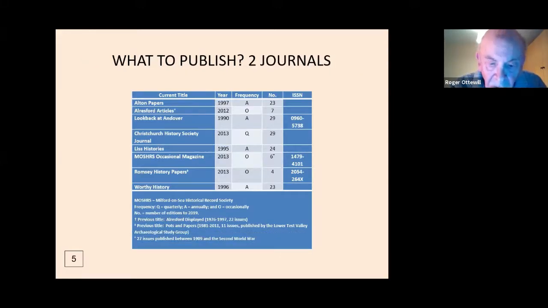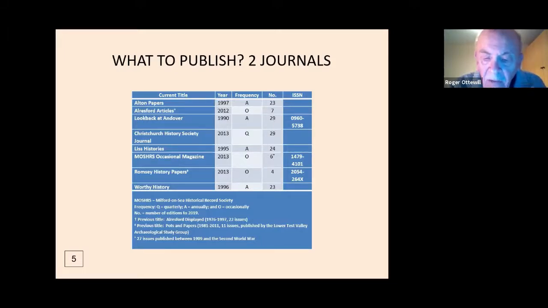As you can see, there are fewer journals than there are newsletters, but there are still quite a number. The table indicates the year in which publication began, the frequency of publication, the number of issues to date insofar as we can ascertain them, and whether or not it has an ISSN number. And Barry will explain a little bit about the significance and what that stands for later on. Now, again, apologies if any have been missed.